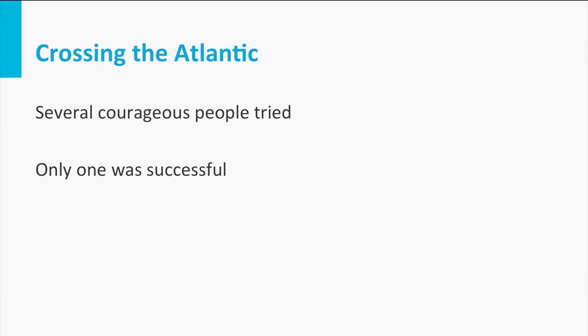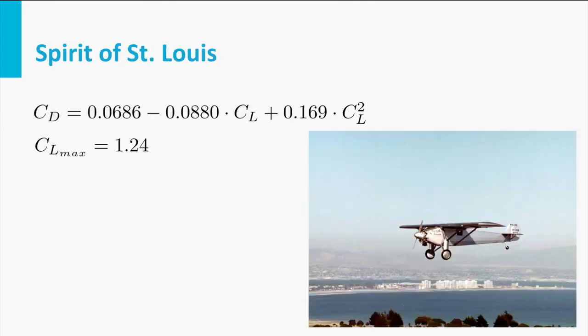Now for the sake of this lecture, I estimated the lift-drag polar of the Spirit of St. Louis and its maximum lift coefficient. From the engine manufacturer, it's known that the propulsion system, a fixed-pitch propeller combined with a radial piston engine, could deliver a maximum of 236 horsepower at an RPM of 1800.